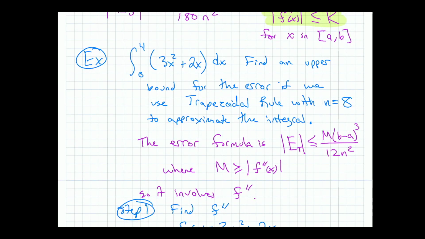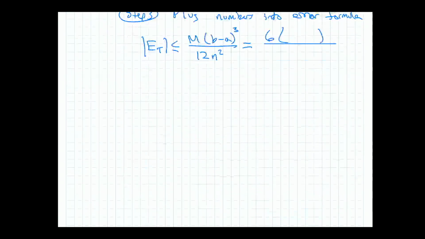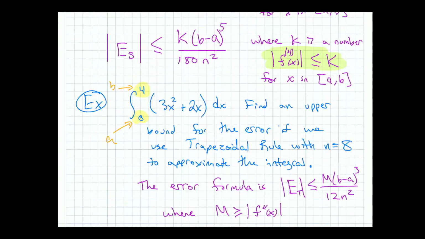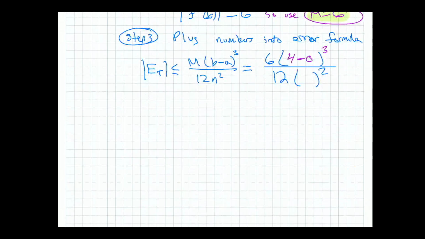So we got, dang it, there they are. B, A. So 4 and 0. So you just come down here and we go 4 minus 0 cubed, and then you have 12n squared. What's the n? That was also given, right? We were also given that n equals 8. So you're just filling in the numbers.